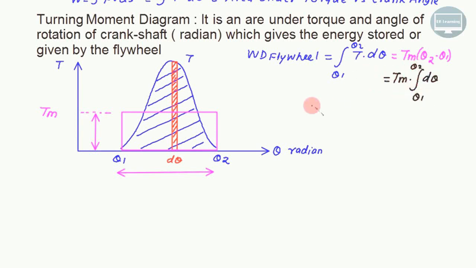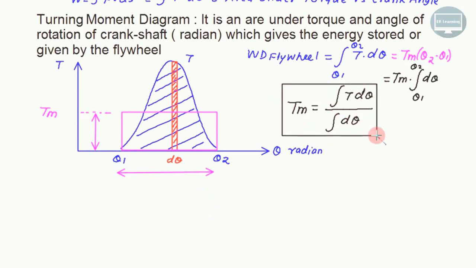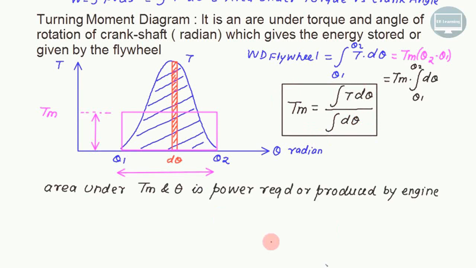Therefore, using these two terms, we can find the mean torque as the integral of T times d theta divided by the integral of d theta, from theta 1 to theta 2. This is how we can calculate the mean torque. So mean torque is always given by this equation. That is called Rolle's theorem. The area under Tm versus theta is the power required or power produced by the engine, whereas the area under the theta diagram is the work done by the flywheel.